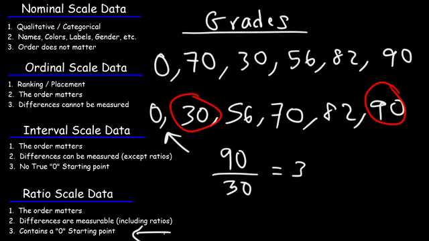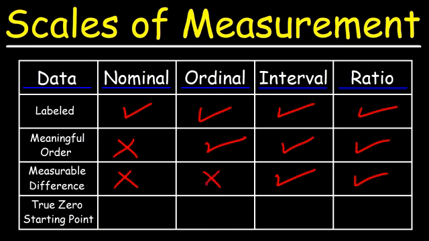Let's take a minute and summarize what we've just learned in this video. All 4 forms of data can be labeled. So let's put a check mark for that. Now, the nominal scale data doesn't have any meaningful order. The order doesn't matter. But for the other 3 forms, the order does matter. Now, we can only measure a difference for the interval scale data and the ratio scale data. The nominal and ordinal scale data, we can't measure a difference. Now, the only one with a true 0 starting point is the ratio scale data. For the rest, it's not applicable.